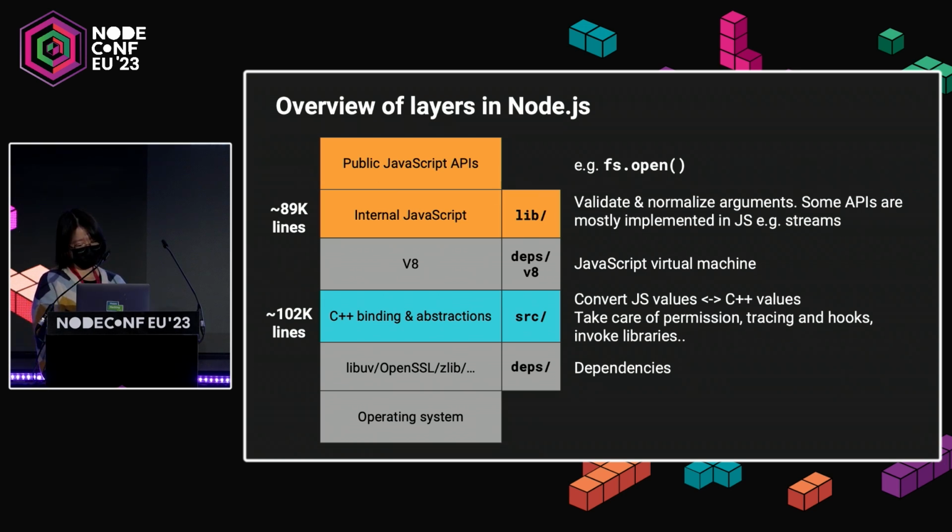And in between the two, there's the V8 JavaScript virtual machine, which actually is the biggest piece of code in the code base. Finally, there are obviously some third-party libraries that Node depends on, like libuv, OpenSSL, and zlib. And that's an overview of the layers.